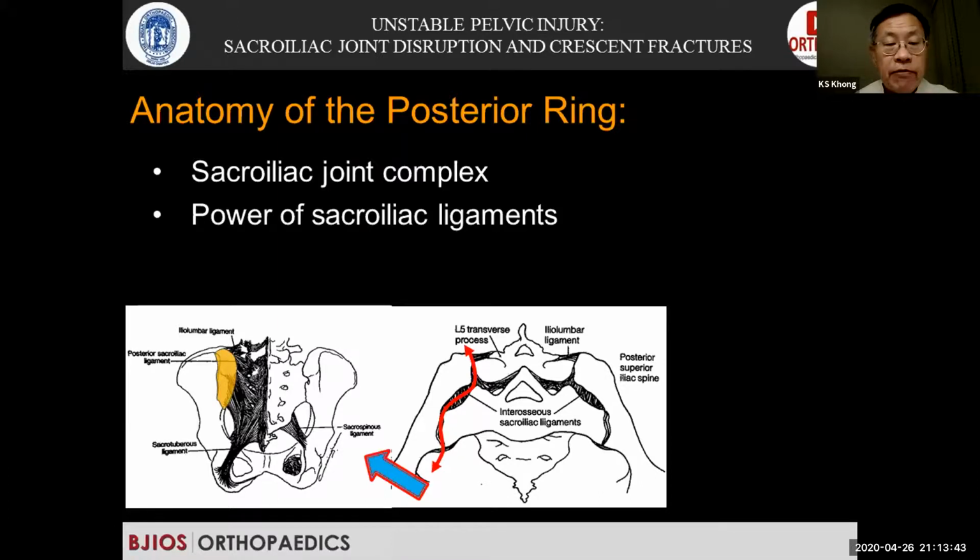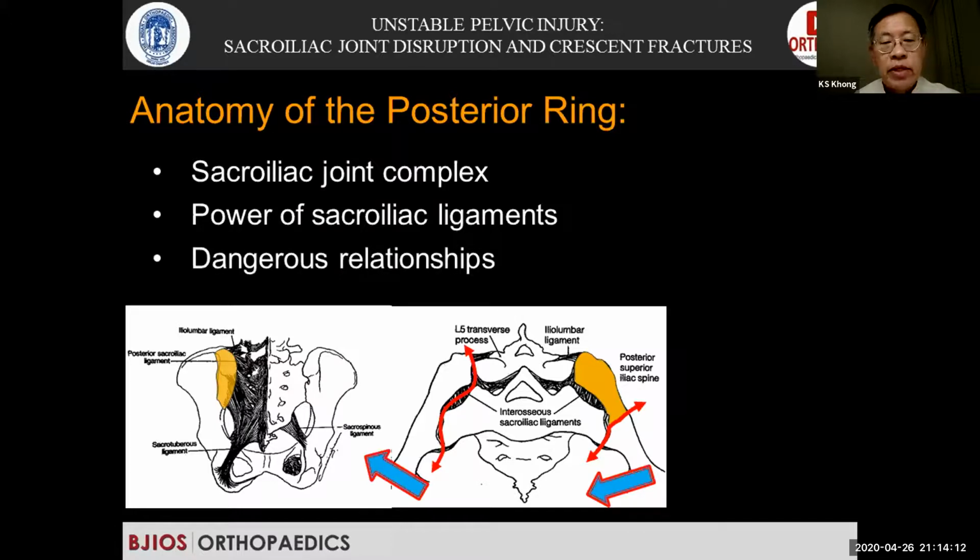But sometimes they fracture, the ligaments hold on to the posterior superior iliac spine and the crest, and you get what we call the crescent fracture. So the crescent fracture is actually a part of the posterior iliac crest that is still attached to the posterior interosseous and sacroiliac ligaments, and the fracture is partly through the joint. So this is the difference between a sacroiliac joint disruption and the crescent fracture.